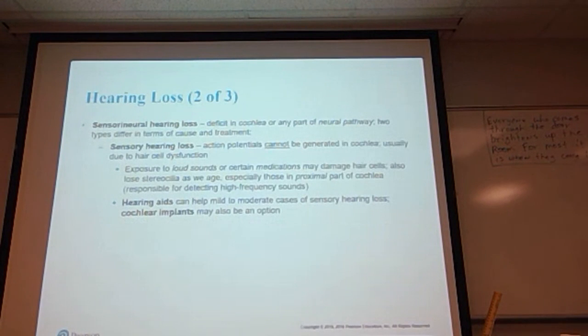Sensorineural hearing loss, however, is a deficit in the cochlea or other part of the neural pathway. Two different types here as well. You have sensory hearing loss, which is where the action potentials cannot be generated in the cochlea, usually due to hair cell dysfunction. Exposure to loud sounds or certain medications may damage hair cells. Also, you can lose stereocilia as we age, especially those in the proximal part of the cochlea. This is responsible for detecting high-pitched sounds.